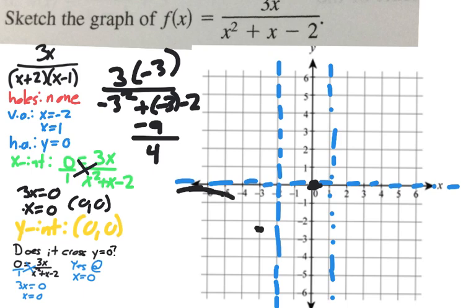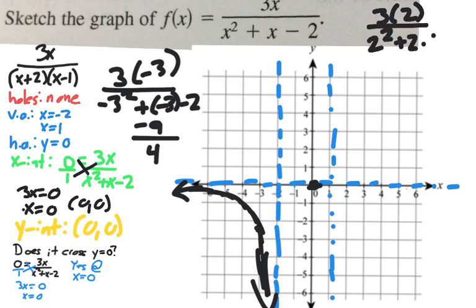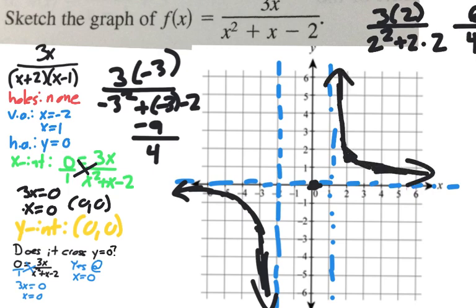And again, that's enough information for me to know the graph's happening in that section. Then we're going to plug in 2, or anything on the right side. I chose 2 because it's the lowest number closest to it. So now I've got 3 times 2 over 2 squared plus 2 minus 2. So that's 6 over 4, which is 1.5. So when I plugged in 2, I got 1.5, which would be here. So again, that's enough information for me to know the graph's happening up here.